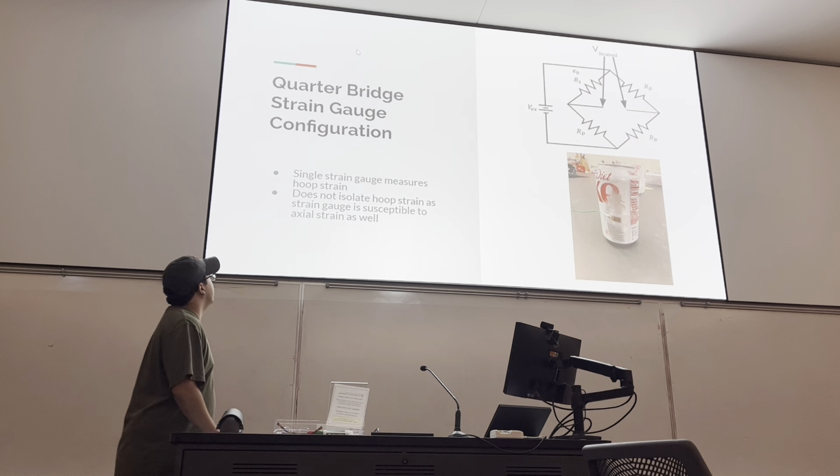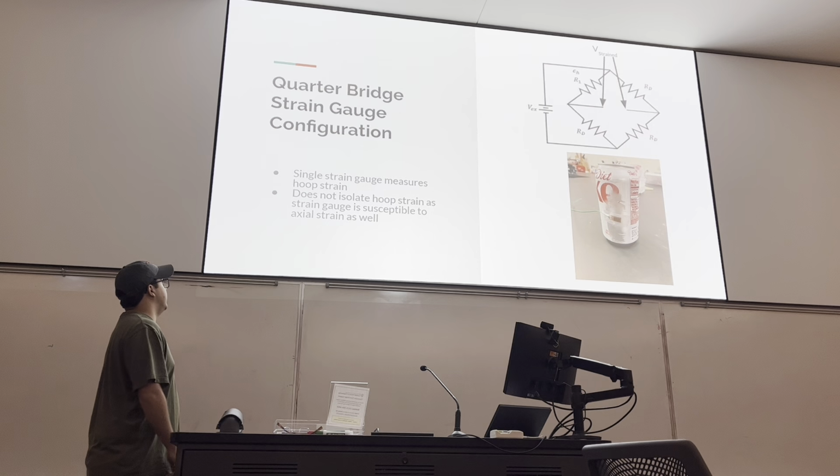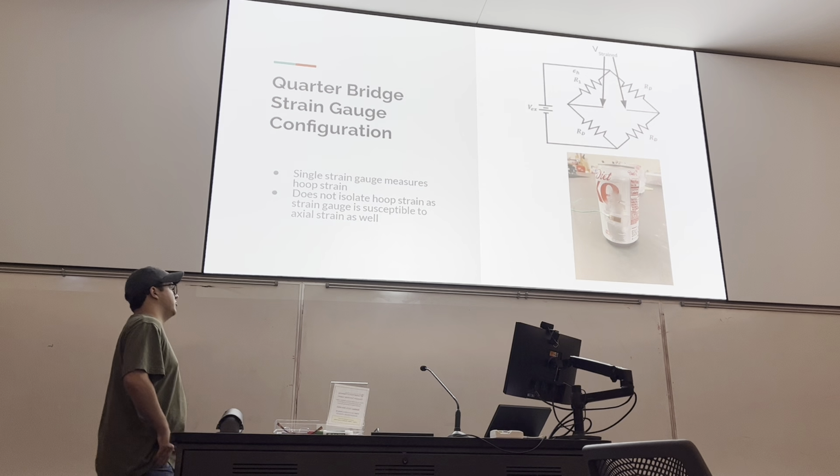Right here is the quarter bridge strain gauge configuration, which measures the hoop strain. It does not isolate hoop strain, as the strain gauge is susceptible to axial strain as well.